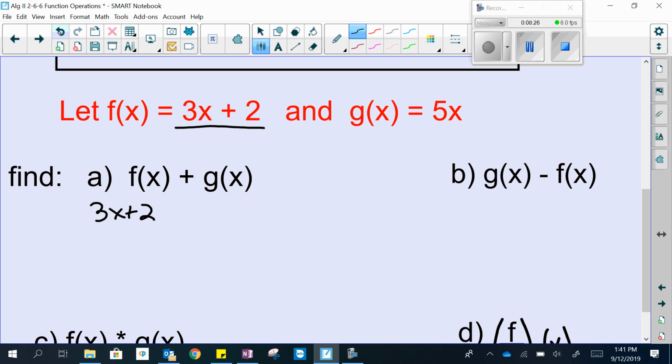Oh, I wish I had a different color. Let me undo that. Pardon me.